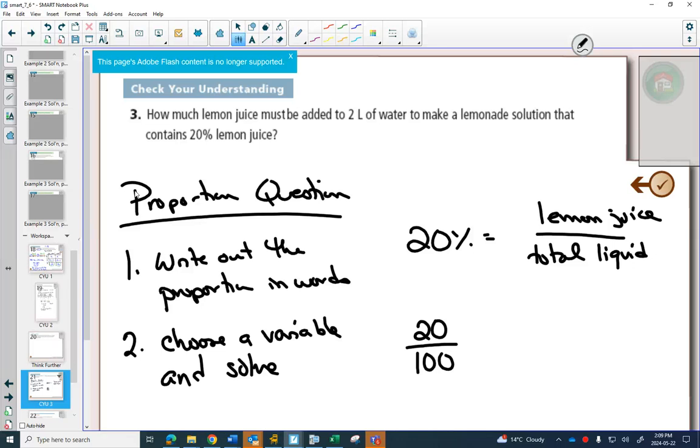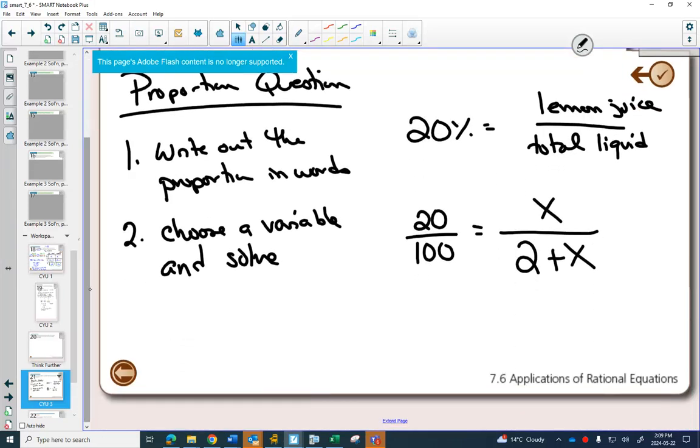How much lemon juice? Well, that's what we don't know, so I'm going to make that my x. But my total liquid is not 2 liters. My total liquid is always going to be 2, but when I add the lemon juice, I add more liquid to it. It's going to be 2 plus x. And now we have an equation which we can solve.